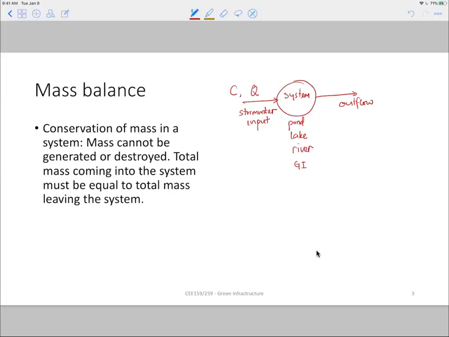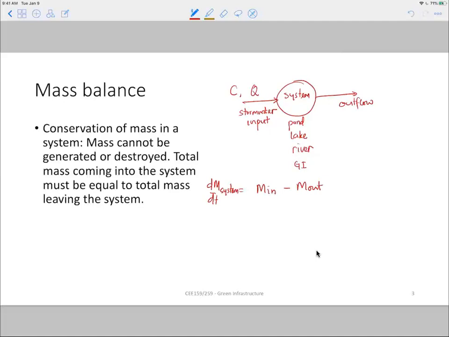So what mass balance suggests is that the total amount of pollutant in a system can be predicted based on what's coming in and what's leaving the system. Because mass cannot be destroyed or generated, we can account for every reaction. It can be converted from one form to another. So that's the whole point of mass balance. Total mass coming in minus total mass leaving the system, the difference should be the change in mass in the system, assuming there are no reactions.